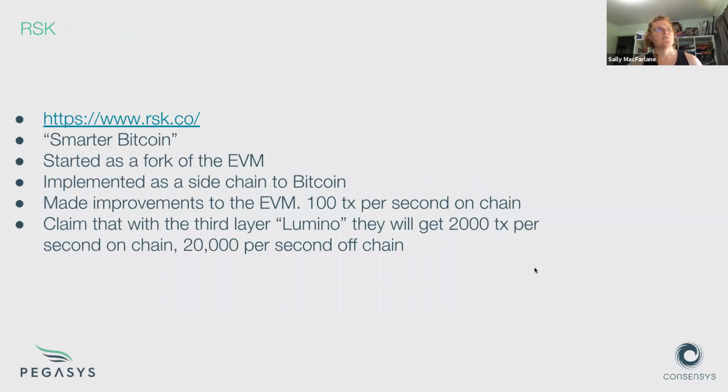RSK, they call themselves Smarter Bitcoin. They started as a fork of the EVM. They've implemented that as a side chain to Bitcoin, and they've made some improvements. They reckon they get 100 transactions per second on chain, and they're building another layer, which they say will get them 2,000 transactions per second on chain and 20,000 per second off chain, which are pretty impressive numbers. But they were very closed about what improvements they've made to the EVM, they weren't giving any details.